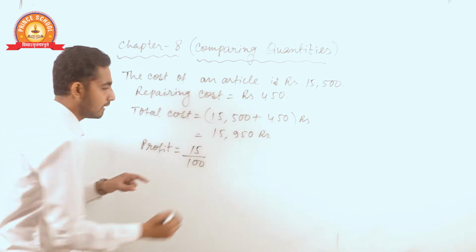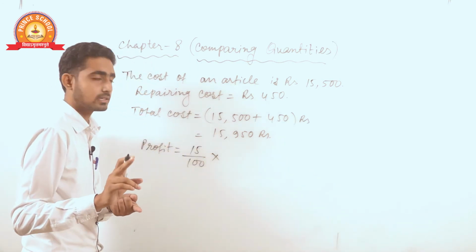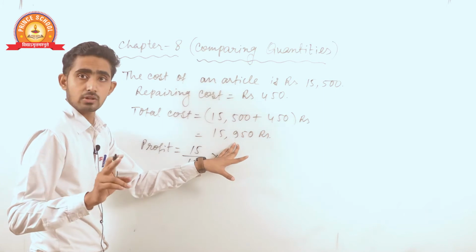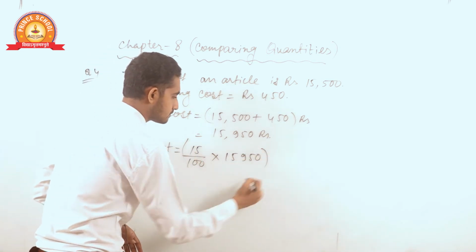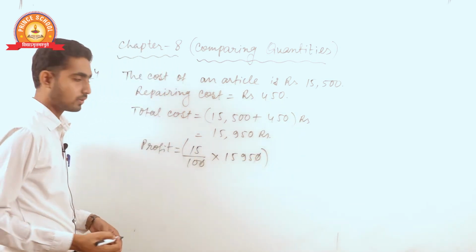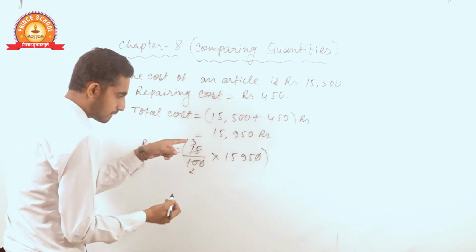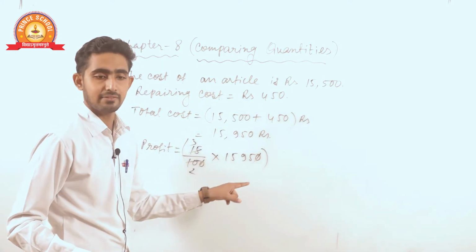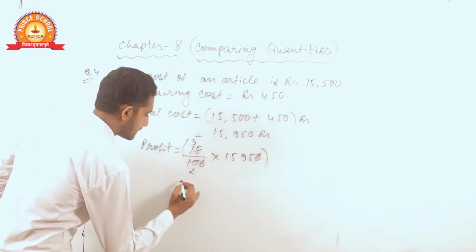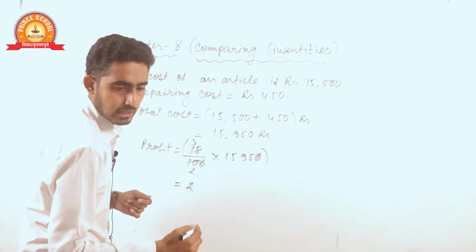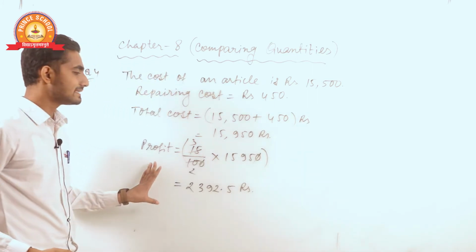15% means 15 upon 100 of, that means multiply with the total cost price. Profit is always found according to the total cost price. So 15,950 rupees. Find out. 0 cancel out. 5 2 is 10. 5 3 is 15. After that you have to multiply 3 with 1595 and divide by 2. So your answer is 2,392.5 rupees. That is the profit.